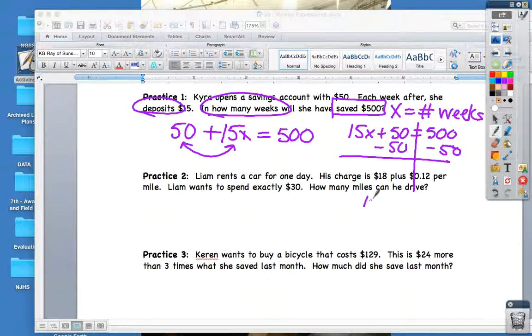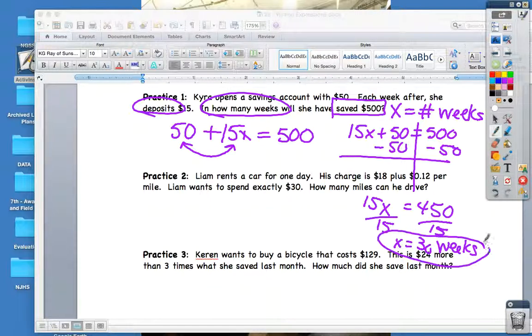So 15x cancels out, equals 500 minus 50, or 450. Divide both sides by 15. x equals 30, and we already said that's the number of weeks, so we're going to put weeks behind that. Okay, does that make sense? If I have 30 weeks and I put aside $15 a week, that's $450. Plus the $50 I started with, I'm now up to $500.